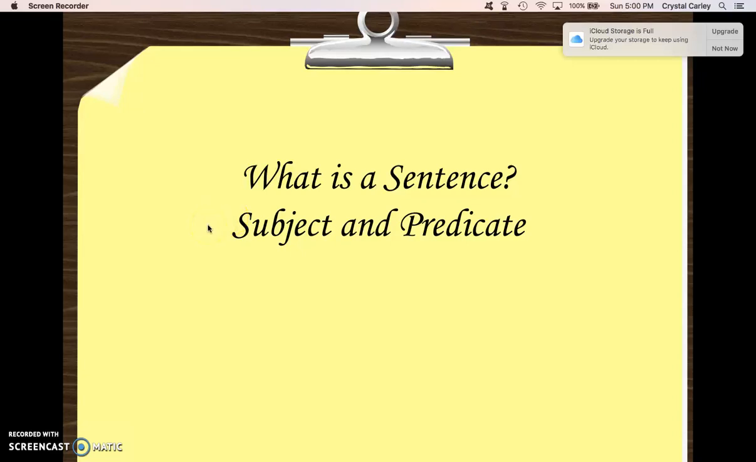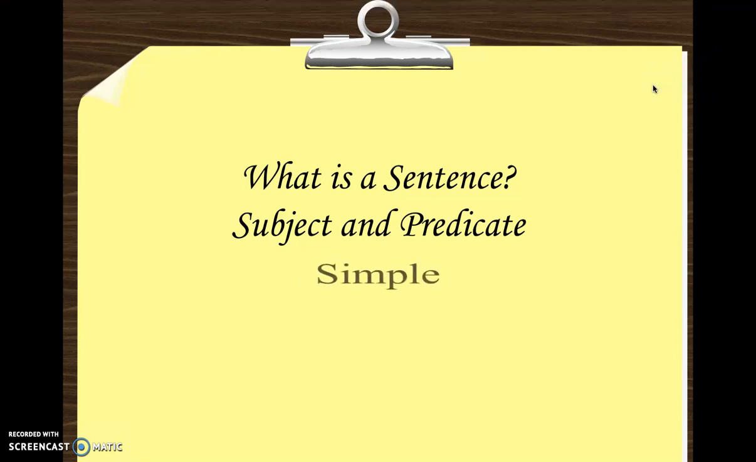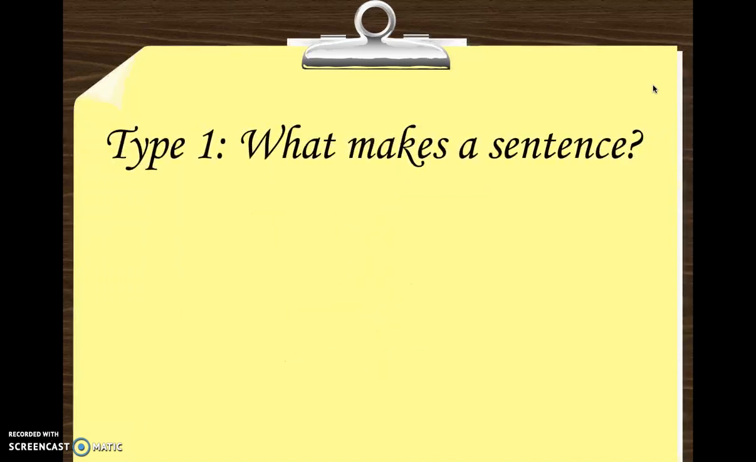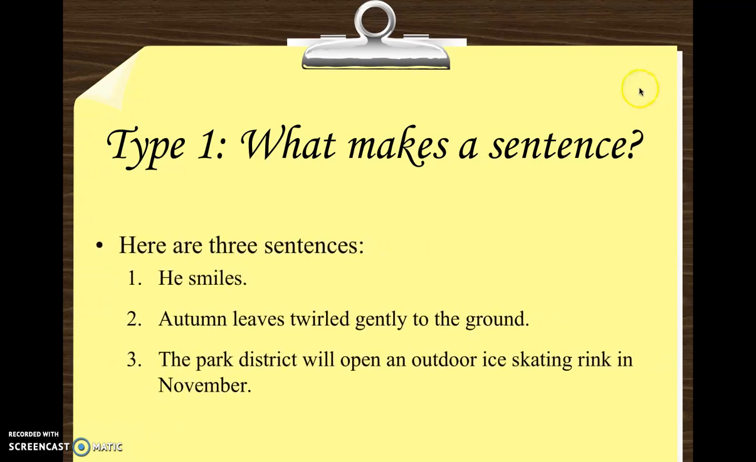Today you're going to be taking notes on the basic components of a sentence, which are the subject and the predicate. We'll be looking specifically at the simple subject and predicate, complete, and the compound subjects and predicates. So first off, what makes a sentence?